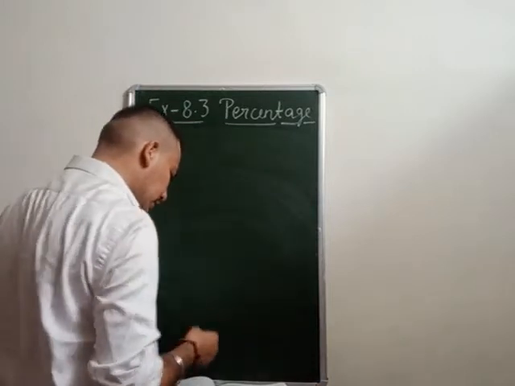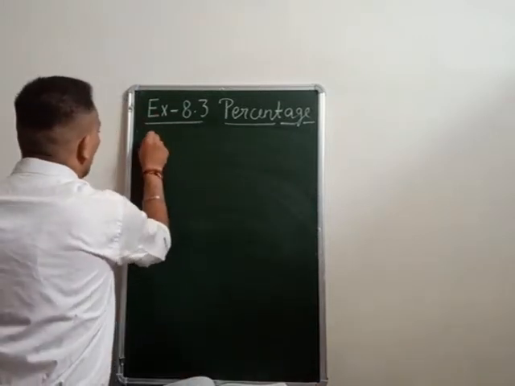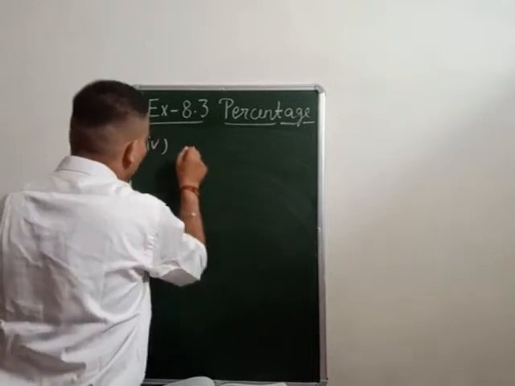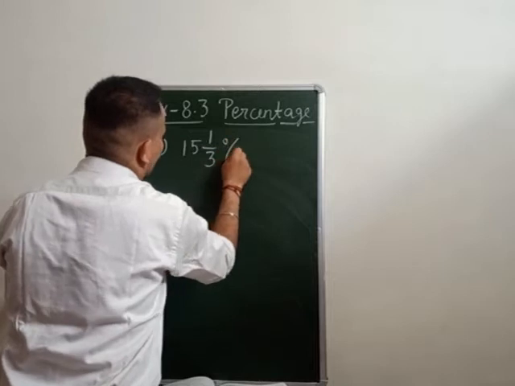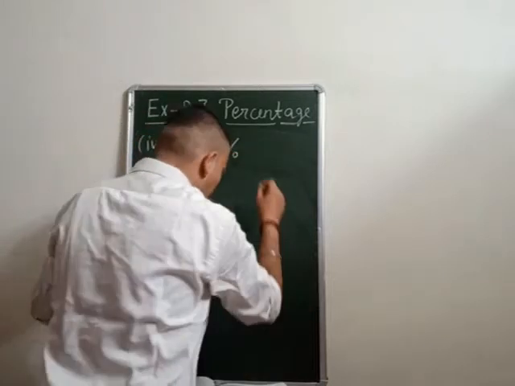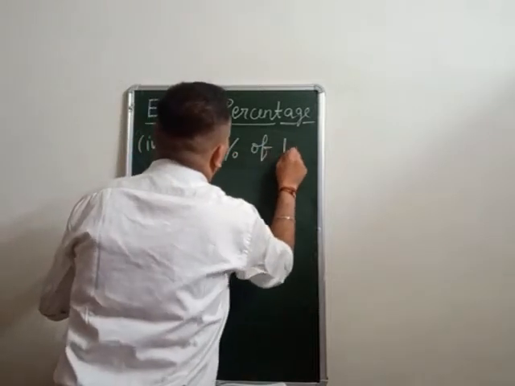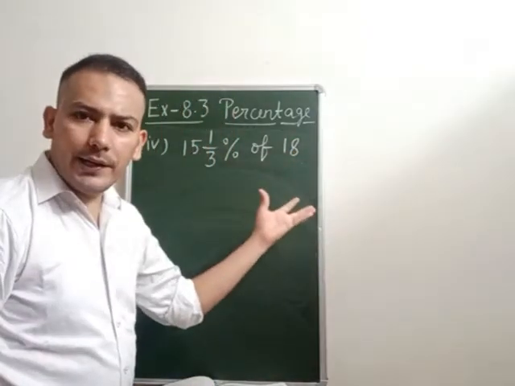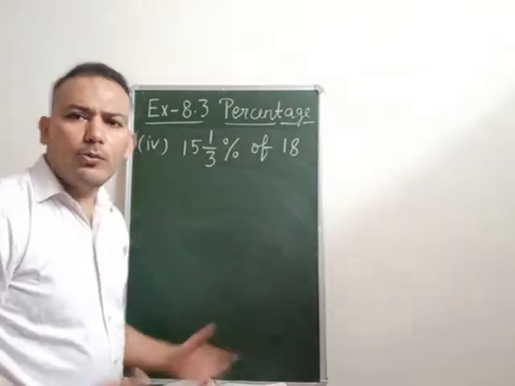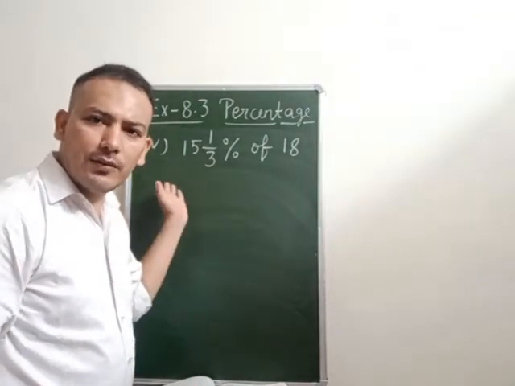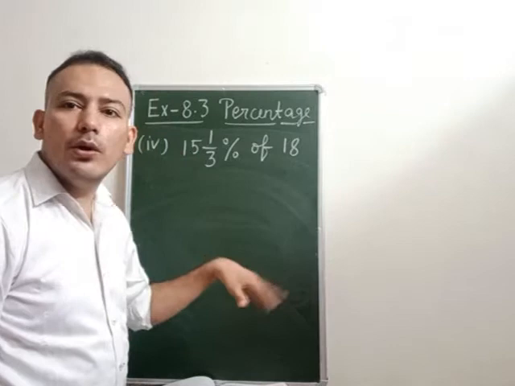Next question is question number 4: 15 whole 1 upon 3% of 18. There is not a unit, only the number 18 has been given. Okay, of 18. So what is the problem? No problem. Just first convert this mixed fraction into an improper one.